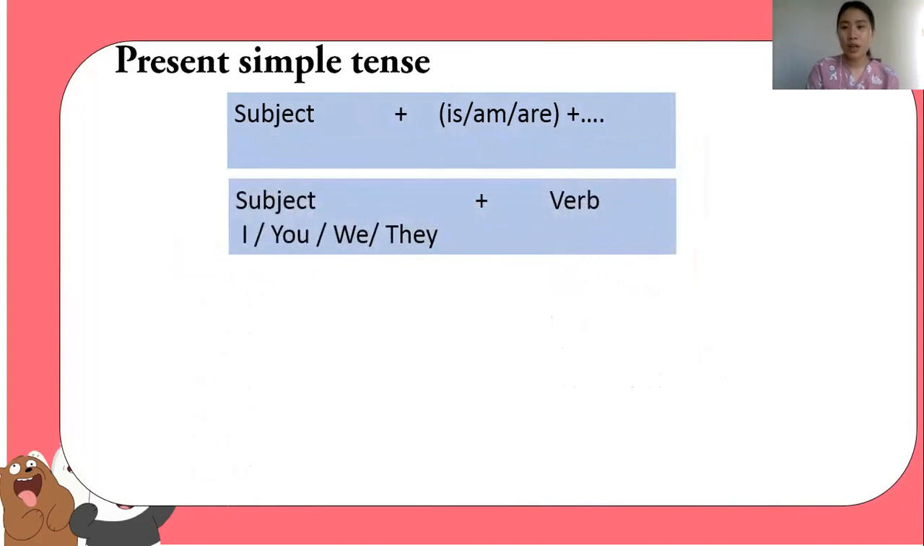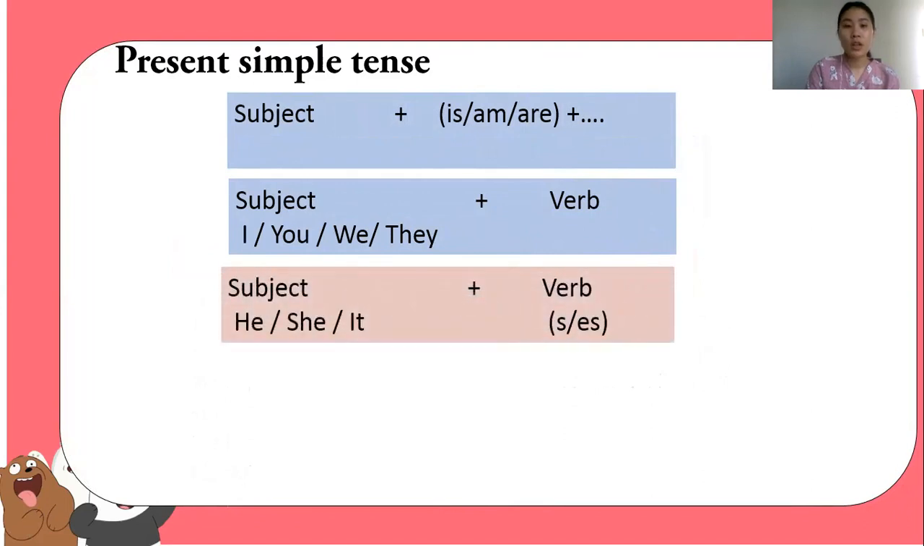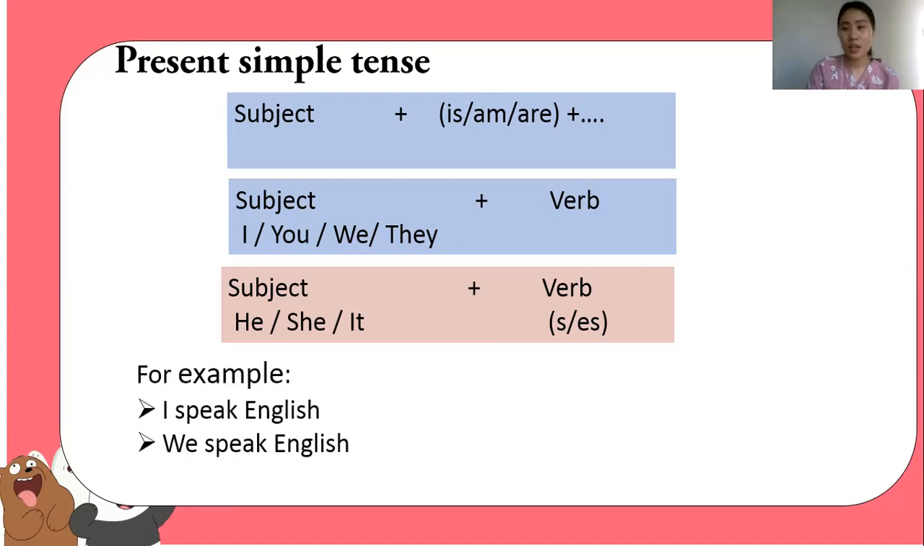The subject with the normal verb. With the normal verb, we use it with I, you, we, they, and the normal verb with the subject he, she, it. And remember that when the subject is he, she, it, or any singular noun, you have to put s or es at the end of the verb. So look at the example. I speak English. We speak English.